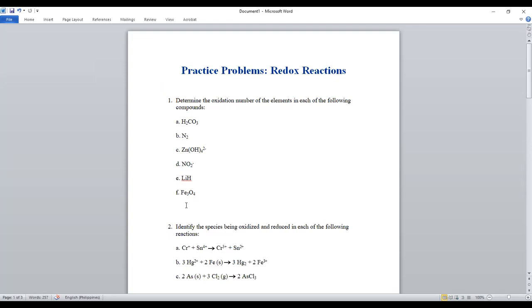Let's see who will come up with the correct assignment of oxidation states or numbers to the elements that are present in these particular compounds here. I have placed here 6. Okay, I give you 20 seconds to finish copying so I can project the periodic table.